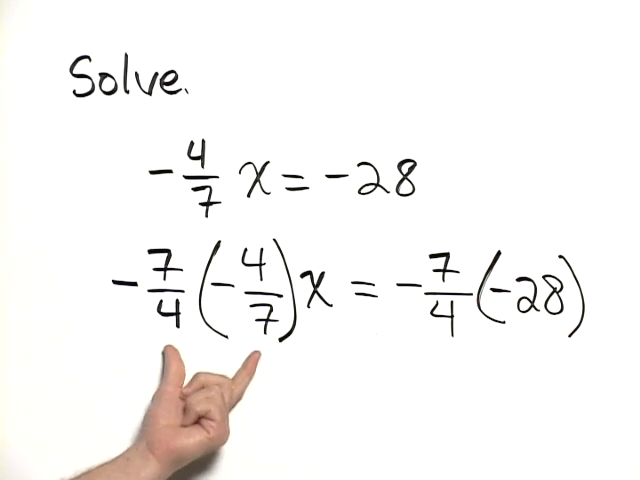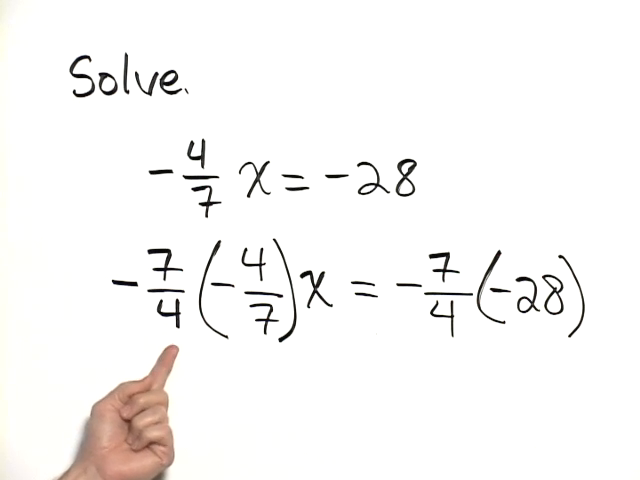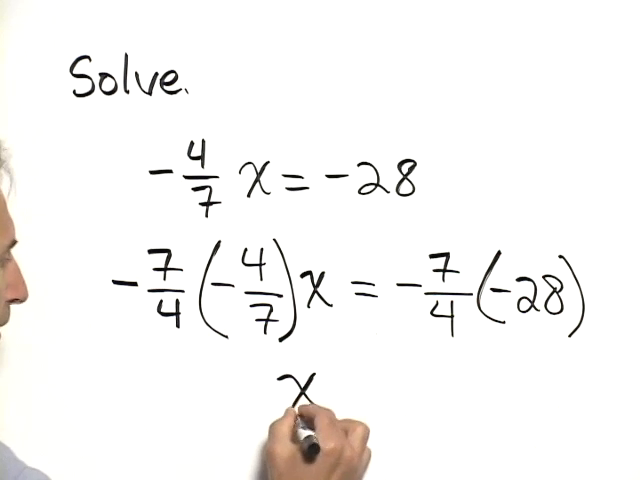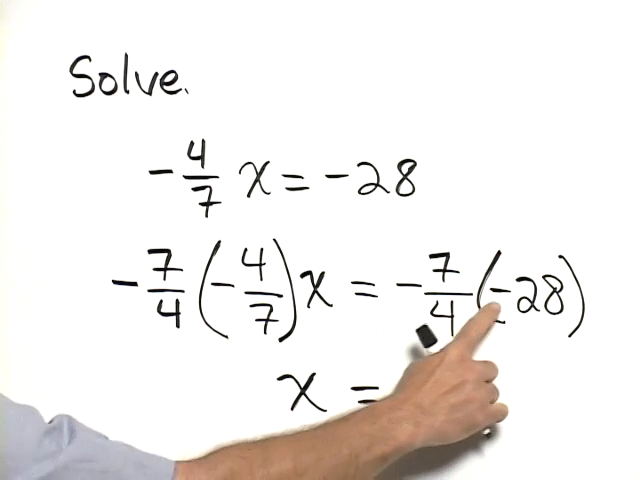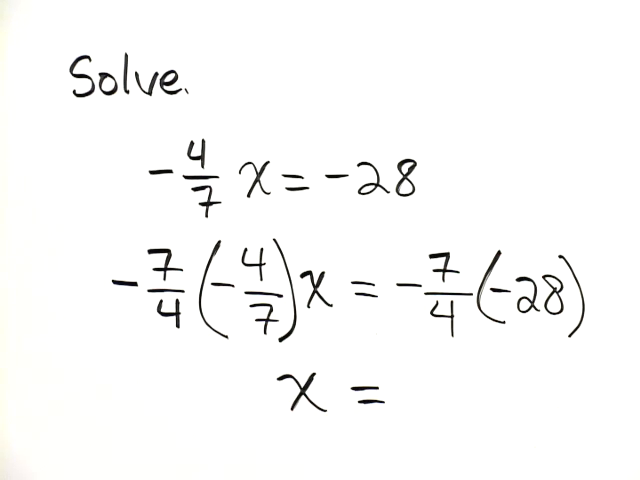Well, on the left-hand side, of course, we're multiplying a number times its reciprocal, and a number times its reciprocal is 1, so therefore, we have x on the left-hand side. On the right-hand side, we're multiplying a negative number times a negative number, which is positive.